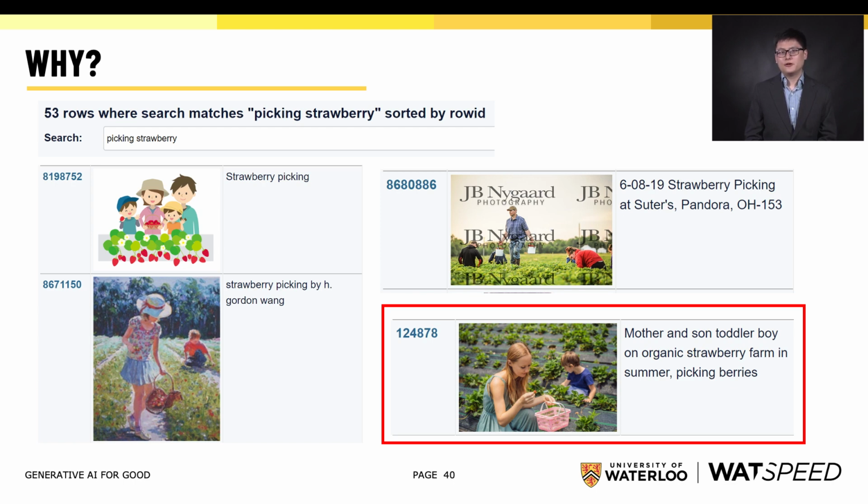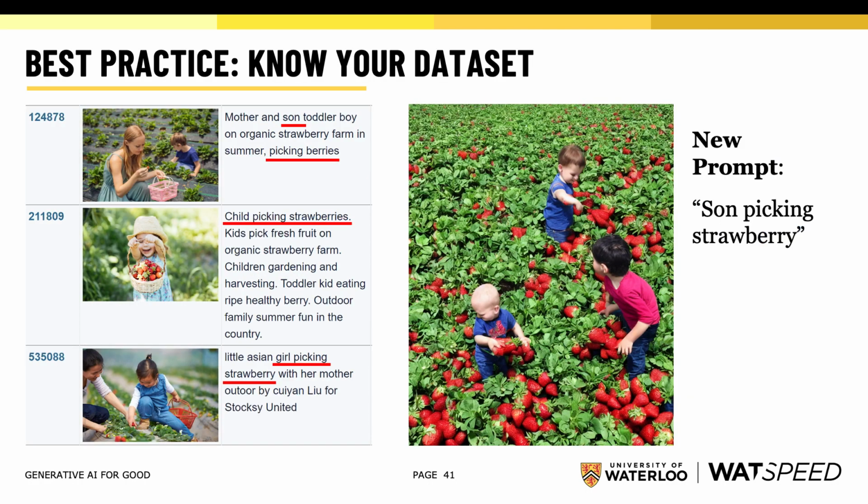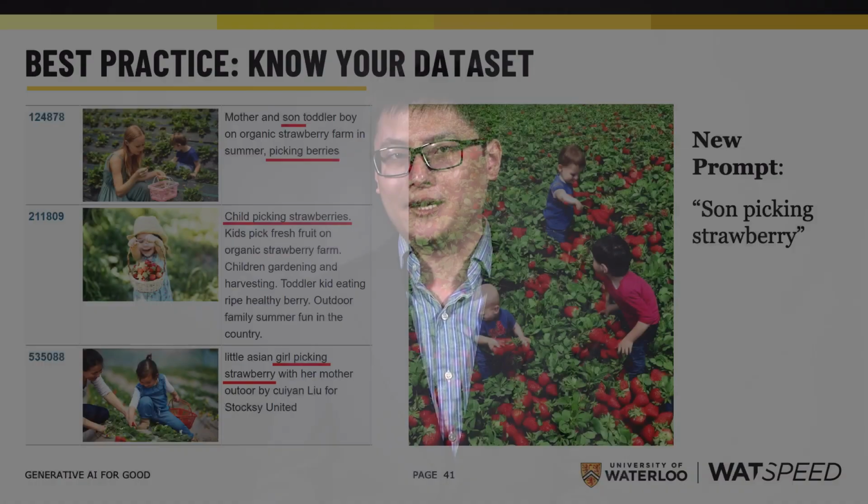Out of those 4, you can see there's only one that satisfies my requirement. By scanning through the 53 results, I found this pattern. Photos that match my requirement often have someone picking strawberries, a child picking strawberries, or a girl picking strawberries. So instead of prompting "woman picking strawberries" into Stable Diffusion, I now prompt "someone picking strawberries" into Stable Diffusion. Here's what I got on the right.